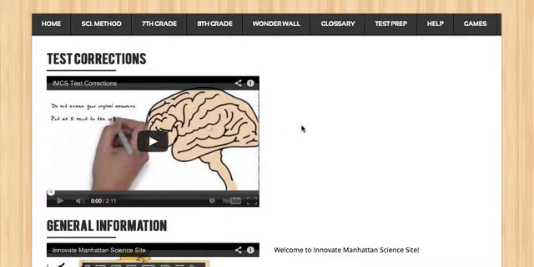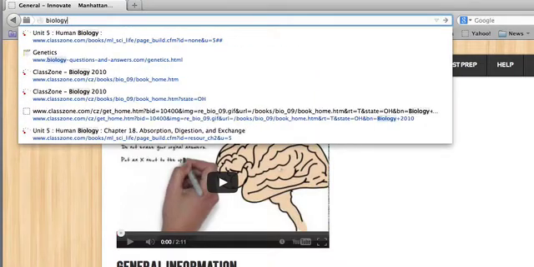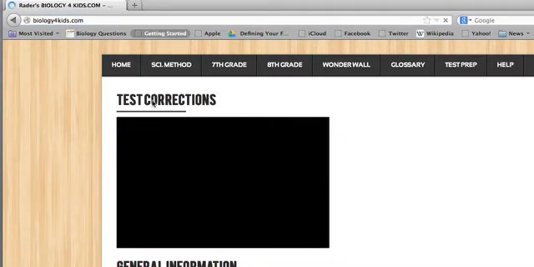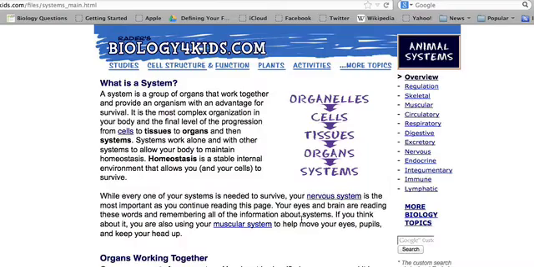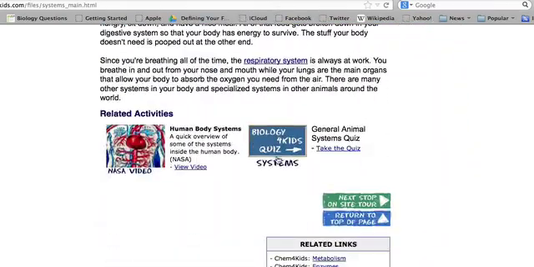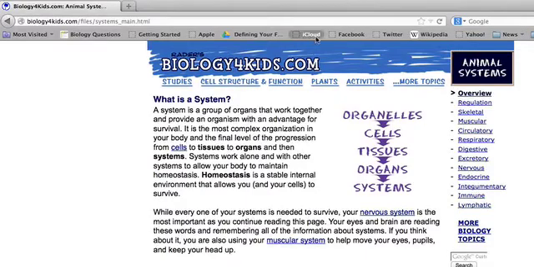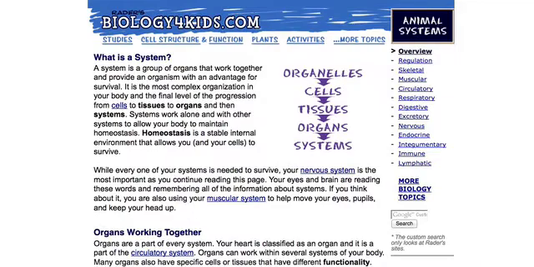And if you need help, you can also go to biologyforkids.com, and you can go to Animal Systems, and you can read what you need to. You go to next, keep on going till it stops, and you can also quiz yourself on every section. This is a place you can review if you'd like to. Test corrections are handed to me personally during workshops, so I can also evaluate what you've learned from that process.